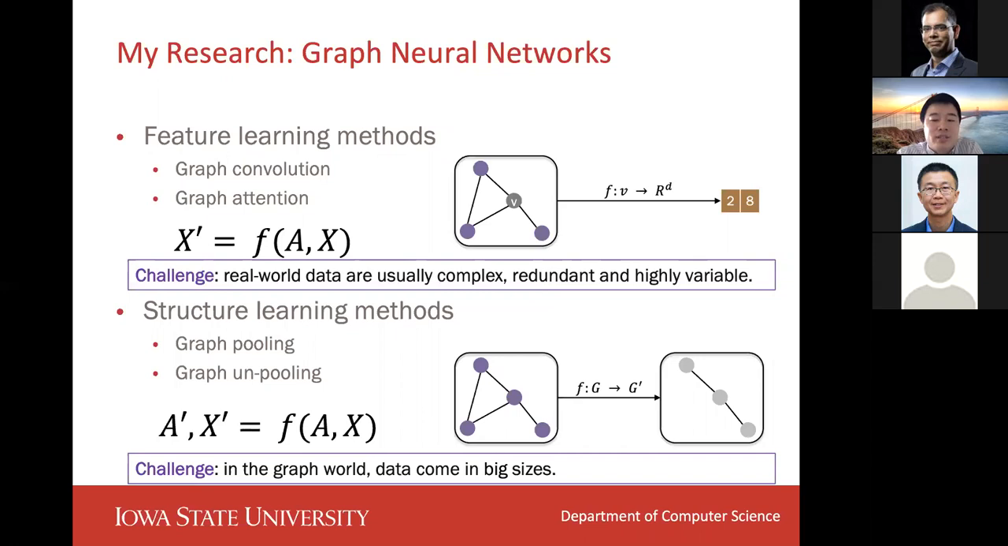In feature learning, we focus on how to learn a better feature representation for each node. For each node, the function f outputs its new features or embeddings. Literally, this function takes the adjacency matrix and the feature matrix as input, and outputs a new feature matrix without changing the graph connectivity. The popular feature learning methods include graph convolution and graph attention. In structure learning, we want to learn a new graph structure. So the function in structure learning methods needs to output a new adjacency matrix and a new feature matrix. For this part, we will introduce graph pooling and graph unpooling.